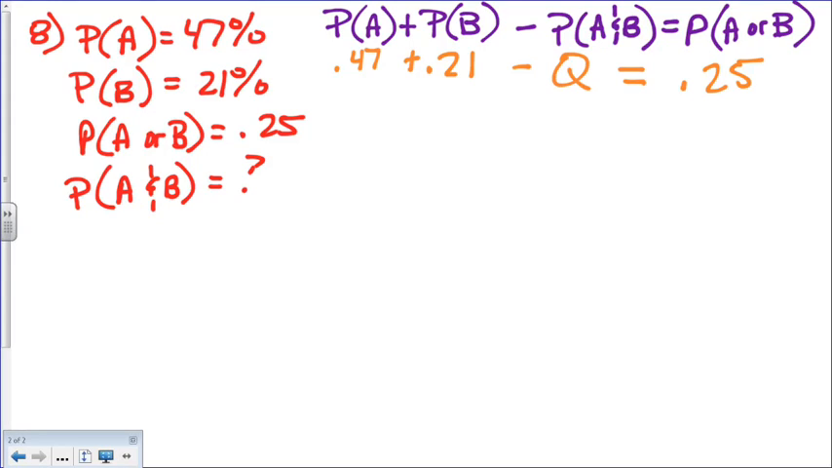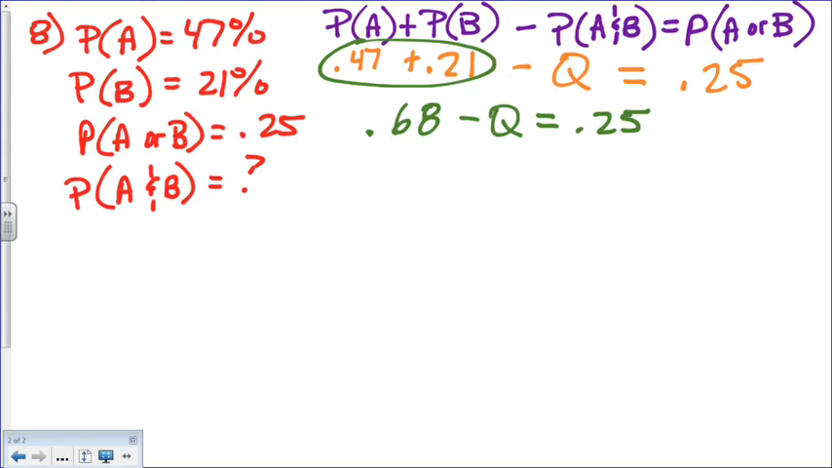So going back to our basic algebra days, we need to combine like terms and then get the variable by itself. So let's add these together because they're both decimals. 0.47 plus 0.21 is going to give me 0.68. So 0.68 minus Q equals 0.25. Okay, moving on. The 0.68 and 0.25 are like terms, but on different sides of the equation.